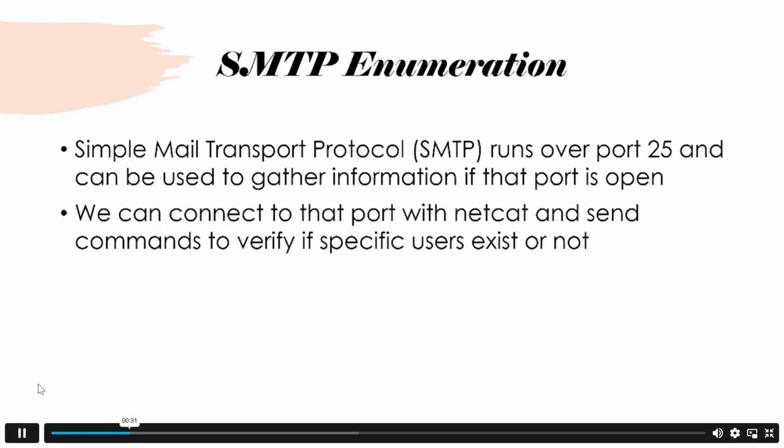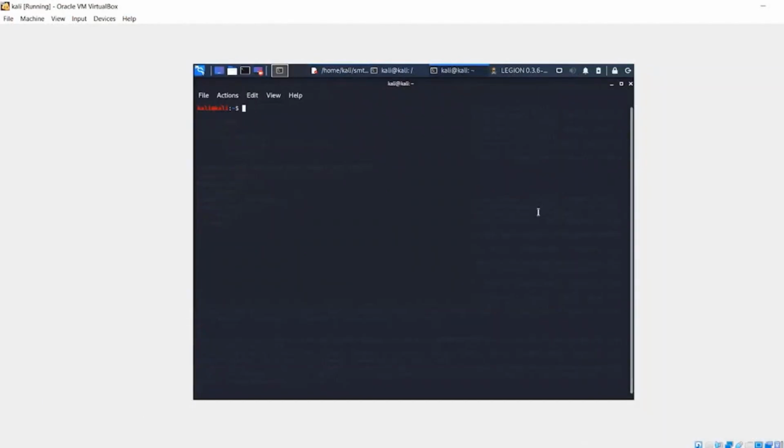Not. So let's go ahead and try that out. So we're back on our Kali Linux machine. Let's go ahead and actually try this SMTP enumeration manually. So it's ncat, and then we're gonna do a -nv, and then our address, 192.168.56.104. That is the address for our Metasploitable machine. And let's choose port 25, and then we can hit enter.